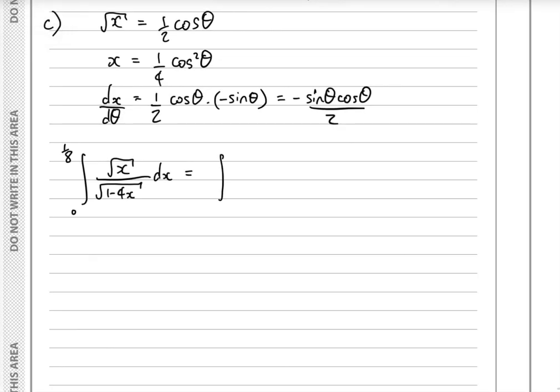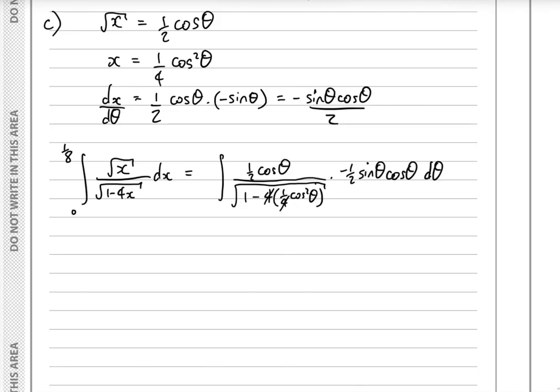But for now we've got root x, that's a half cos theta, divided by the square root of 1 minus 4 times x, which is a quarter cos squared theta. That's good, that'll cancel with that. And then we've got 1 minus cos squared, that's sine squared, and the square root of sine squared is sine. So I can see a lot of simplifying coming up shortly. Write that as this, and then d theta.